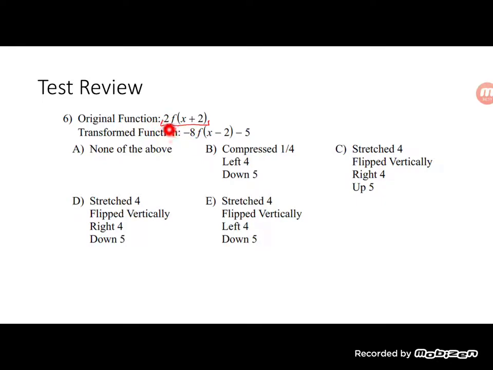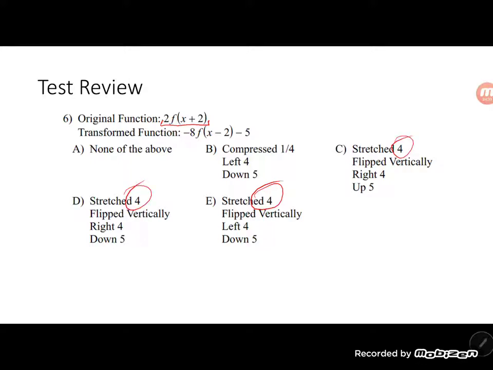And the reason why is because it started off at 2, so we need to ask ourselves, what did I need to multiply it by to get to 8? We notice this is multiplying the function, so we need to ask, what does this need to multiply by to get to 8? So that would be 4. So we can anticipate a stretch of 4.